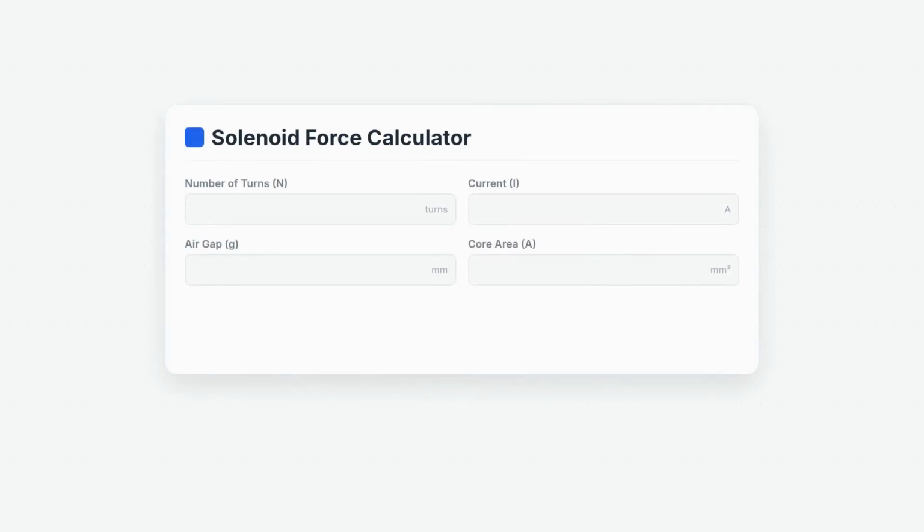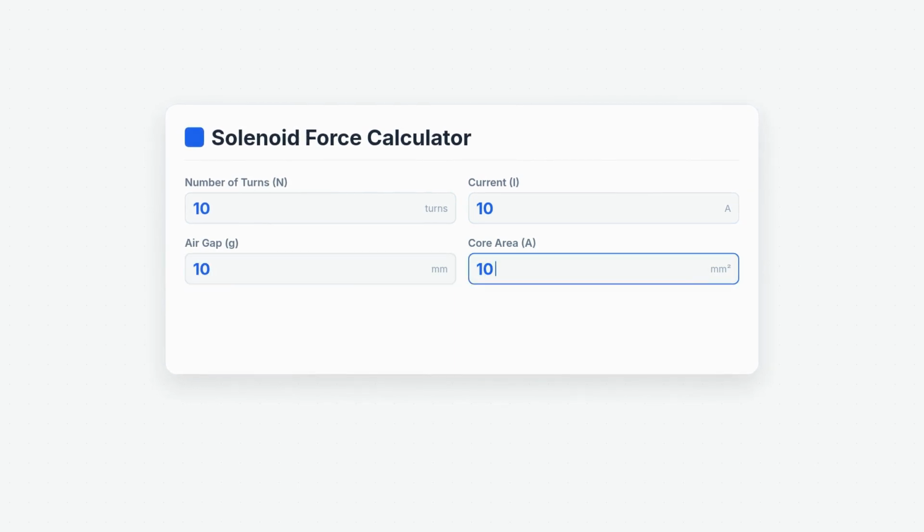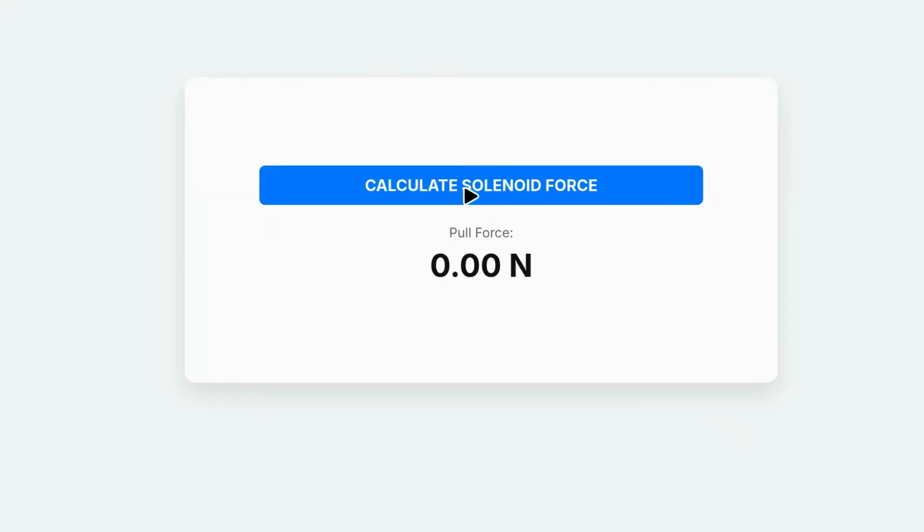For our demonstration, I'll enter these test values. Number of turns equals 10, current equals 10 amperes, air gap equals 10 millimeters, and core area equals 10 square millimeters. After clicking Calculate Solenoid Force, the calculator returns a pull force of 0.00 newtons.